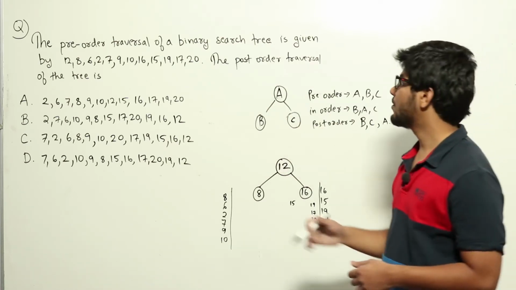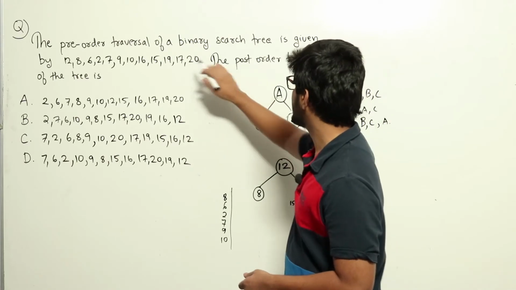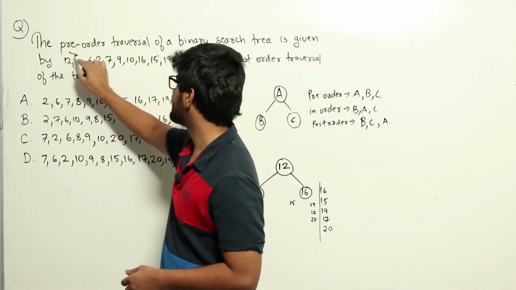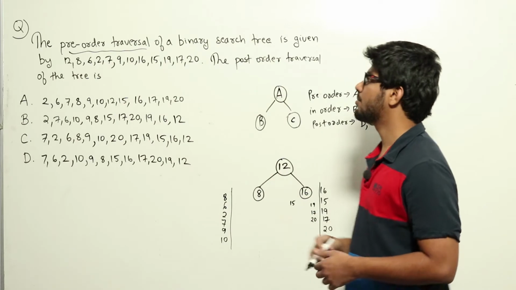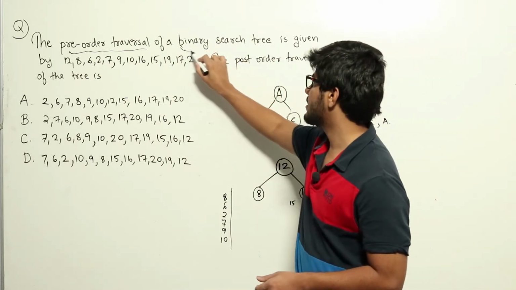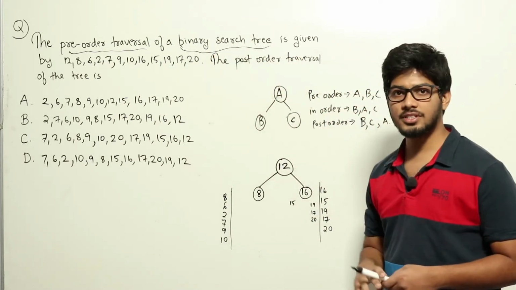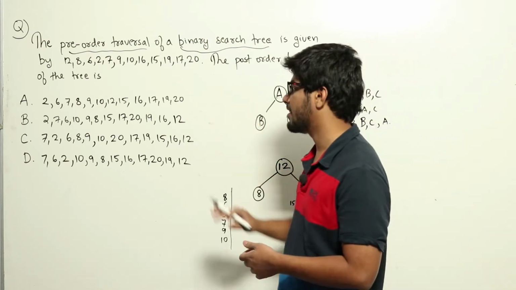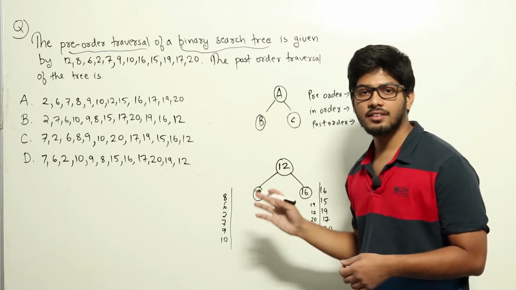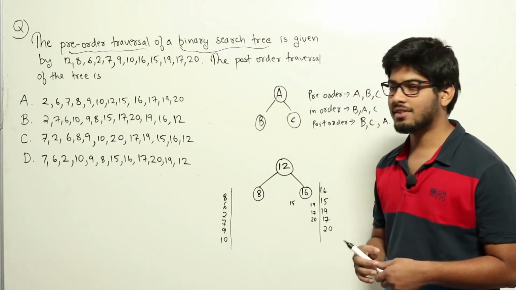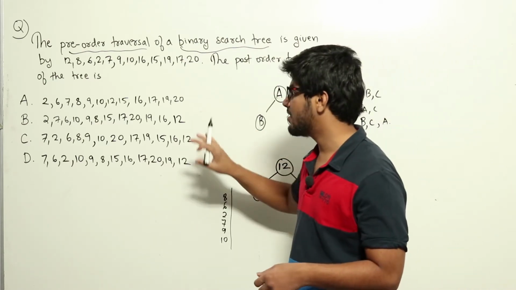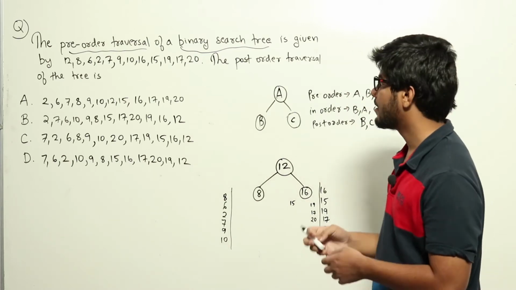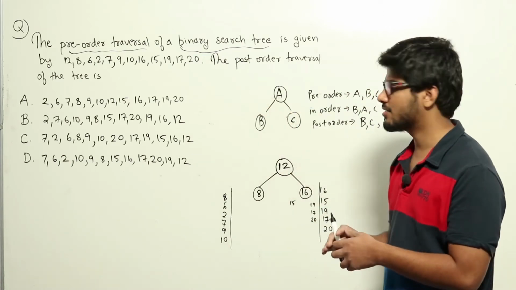So in the question, they have only given us the pre-order traversal of the tree. And one more piece of information is given: it is a binary search tree. So based on these two pieces of information, we need to find out the post-order traversal of the tree from the options given here. So we won't be doing the entire post-order traversal of the tree. We'll just look at the options and then we'll choose the best suited one. Okay, we don't need to find out the entire thing to answer this question.